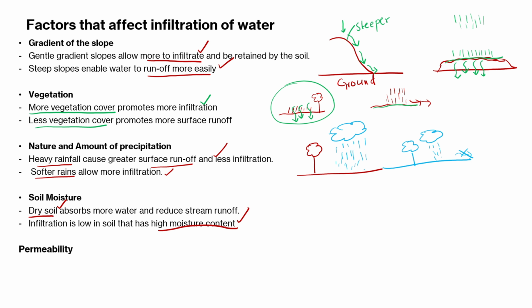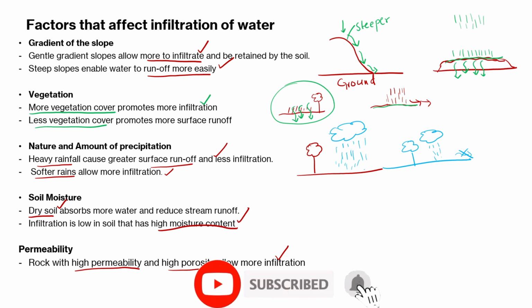Then the last thing is permeability. There are many more, but these ones are the top rated ones according to the order that I've made them in. So basically, we've got rocks. Remember, I've said that during percolation, the water infiltrates through the cracks of the rocks. So some rocks have got high permeability and high porosity, and this allows more infiltration. When we say that rocks have got high permeability and high porosity, it just means that the rocks have got more pores, or more holes to allow the water to sink into the rocks.